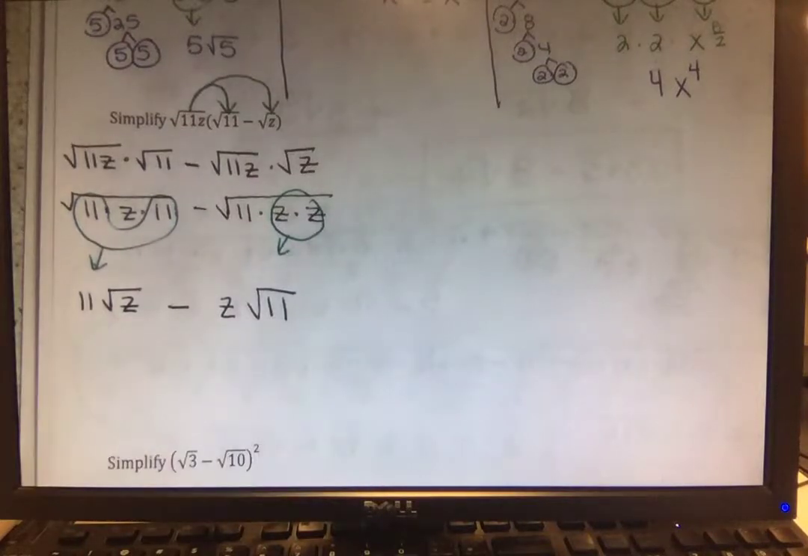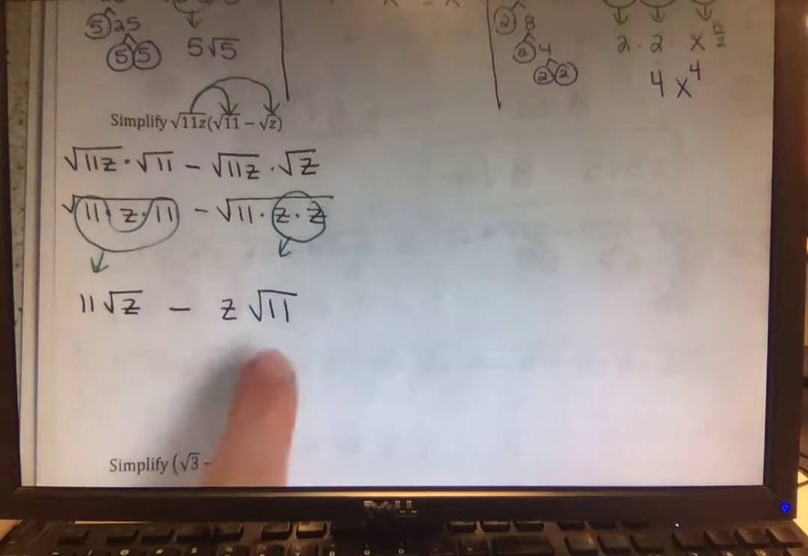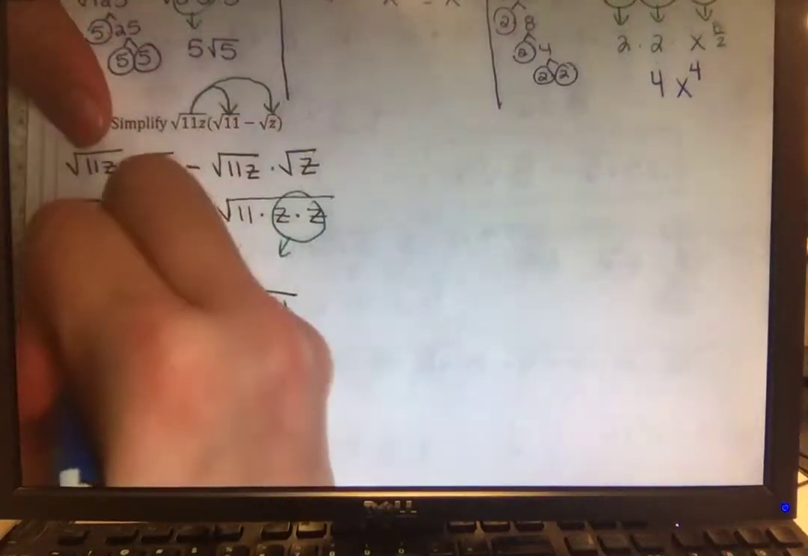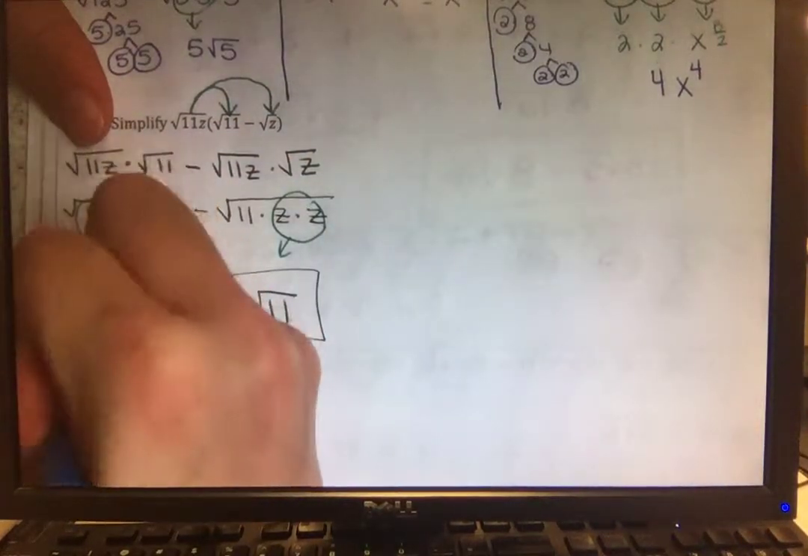These are not like terms, they're not the same thing. One is the square root of z, one is the square root of 11. So I can't combine anything, so that's our final answer.